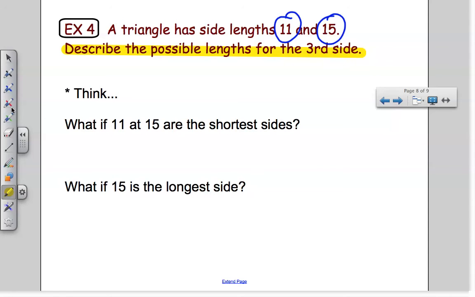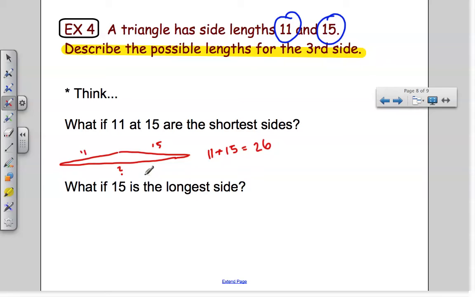So, think about this. If 11 and 15 were the shortest sides, that means we're looking for this longest side. What's the limit there? And we have 11 and we have 15. And what about that? Well, in this case, wouldn't we add 11 and 15 to see the limit for the longest side? And that's 26, right? Now that would be, if 11 and 15 were just literally laying down and forming on top of this line, this length would be 26.